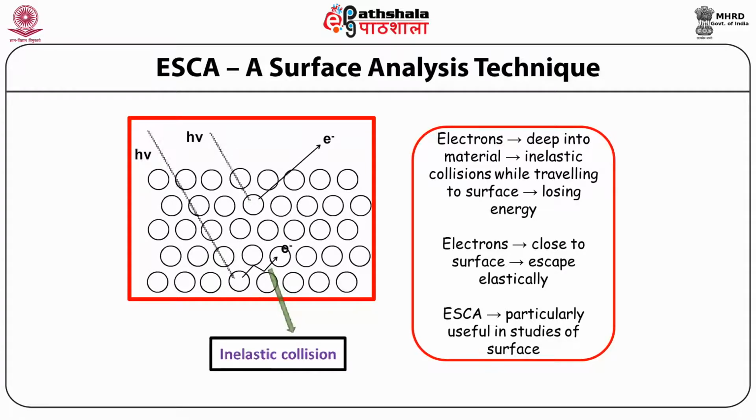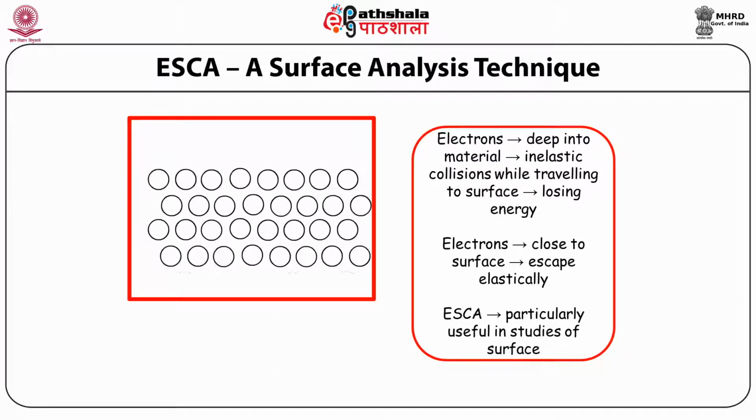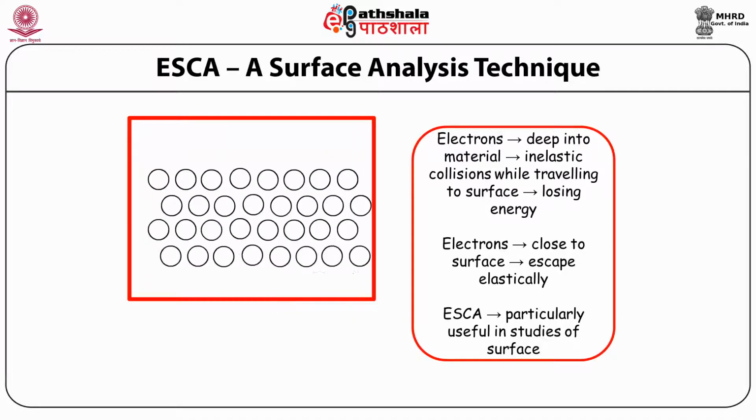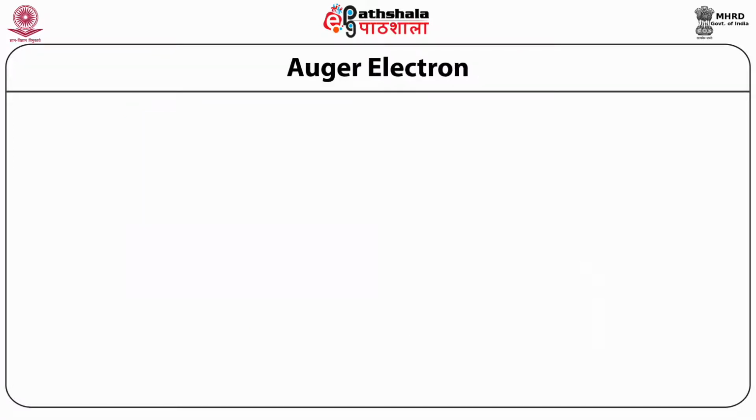ESCA is particularly useful in the studies of surfaces because one can very conveniently and accurately determine what atoms or species are present on the surface. With little modification, one can even find out the thickness of the layer which covers the surface, or up to what thickness the electrons are getting ejected out. The same electron that comes out can be analyzed slightly differently, and that analysis is called Auger Electron Spectroscopy, AES, as we call it.